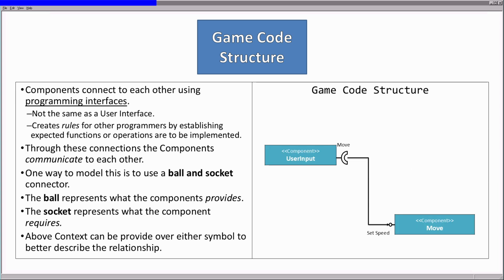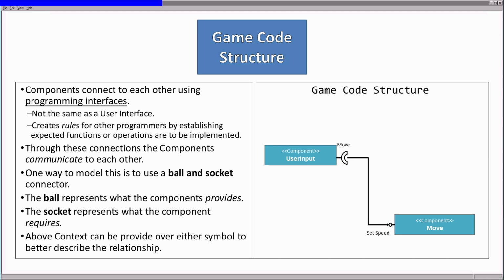Components connect to each other using programming interfaces. We always keep in mind that programming interfaces are not the same as user interfaces. These instead create the rules for other programmers by establishing the expected functions or operations to be implemented or written. Through these connections, the components communicate with each other.